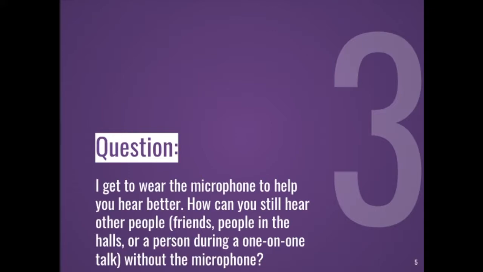How can you still hear other people, like friends, people in the halls, or a person during a one-on-one talk, without the microphone? Since I have hearing loss on one side, I can usually hear sounds without the hearing equipment, but cannot make out the words. Even when the microphone is on, I still have my hearing aids on and running. It just doesn't directly receive the input from the microphone you wear.